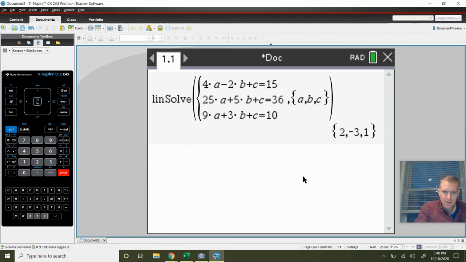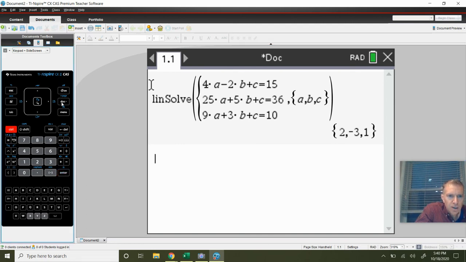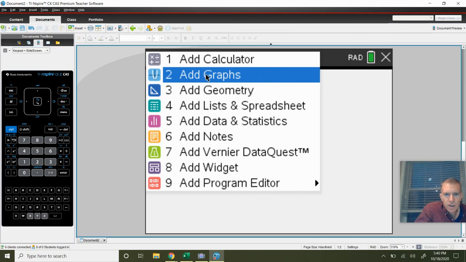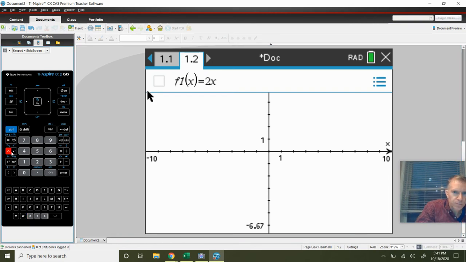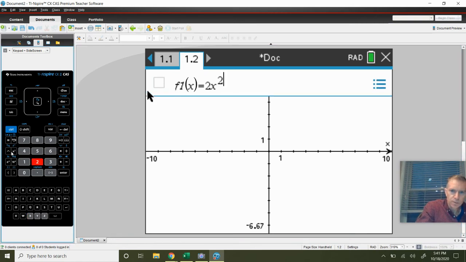Now, one last thing that's kind of fun to do is to graph this. So let's graph the solution. Let's graph the equation we got. We're going to just do add a page. So to add a page, it's plus page up here. So control, doc. The page we're going to have is add as a graphing page. And we're going to just type in our equation, 2x squared minus 3x plus 1.